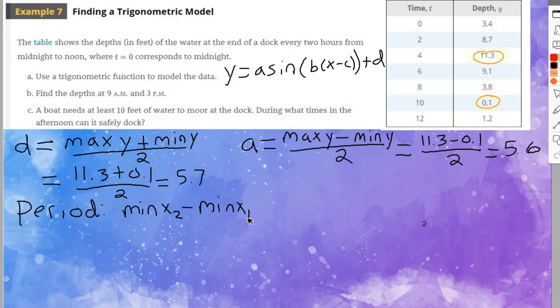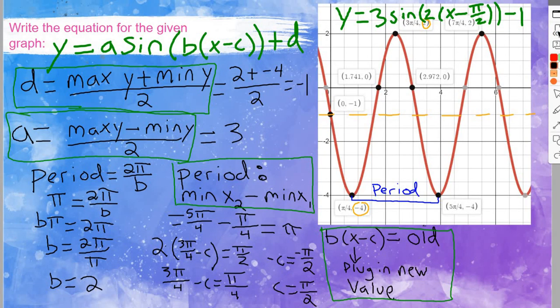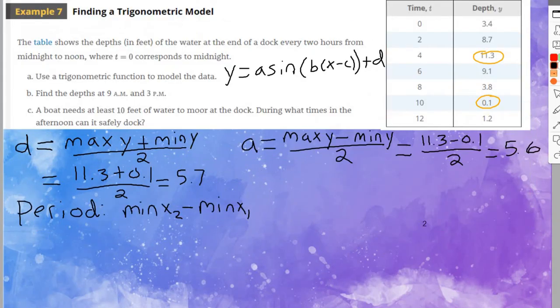Okay. Well, if I think back to my graph, I could also do two maximums, right? That would also give me a full period, just like two minimums would. Are we okay with that? Okay. Do I have two maximums or two things that are close to 11.3? Not really, no. Okay. So what can I do instead?